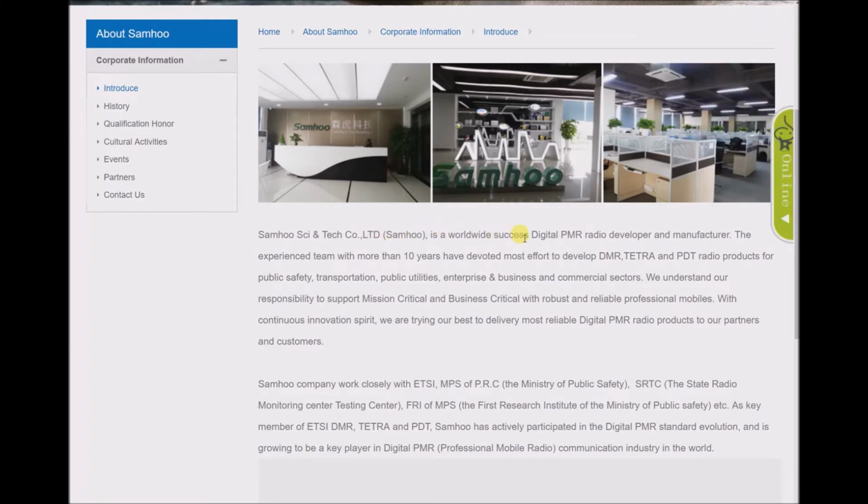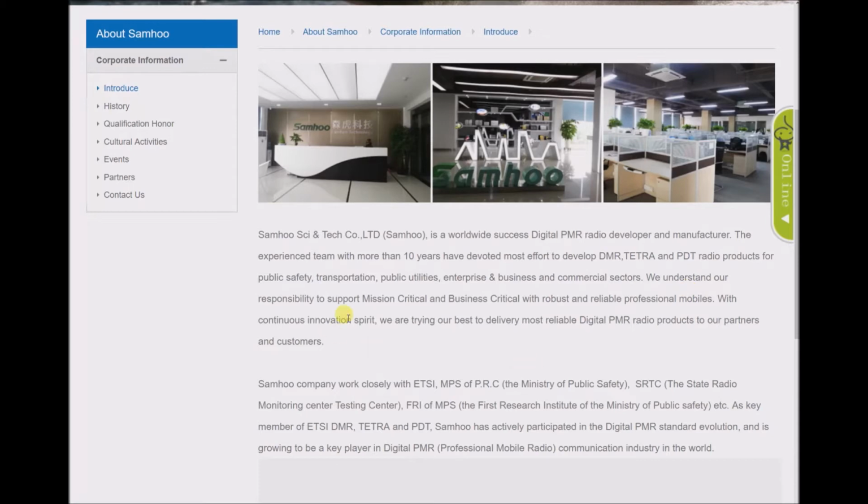SAMHU is a worldwide success digital PMR radio developer and manufacturer. The experienced team with more than 10 years have devoted most effort to develop DMR, Tetra, and PDT radio products for public safety, transportation, public utilities, enterprise and business, and commercial sectors.